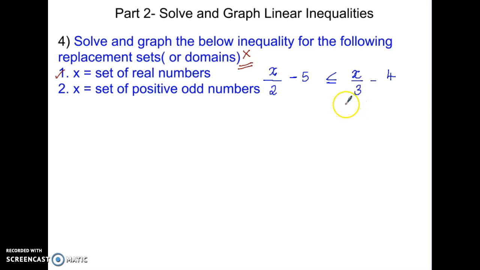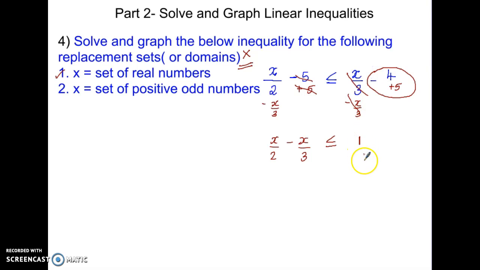So positive x over 2 plus 3, I have to subtract x over 3 on both sides. I have to take away x over 3 on both sides. And I have to bring this negative 5 to the right side, so I have to add 5 on both sides. What happens here is the x over 3 terms are going to cancel, and negative 5 and positive 5 also cancel. So here we're going to be left with x over 2 minus x over 3. And on this side, we know that negative 4 plus 5 is just 1.